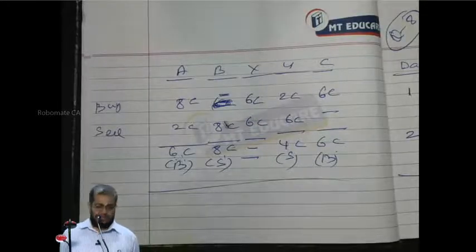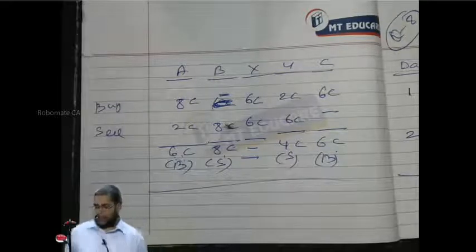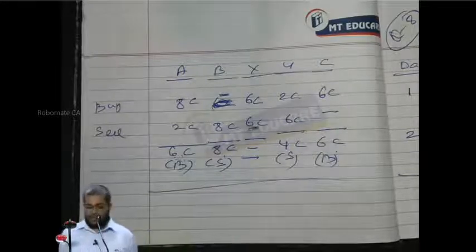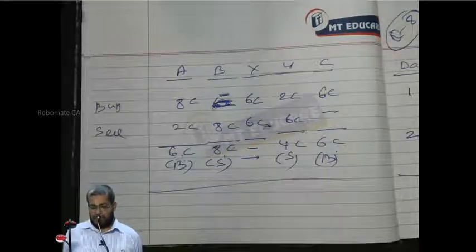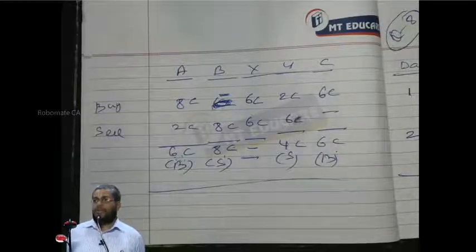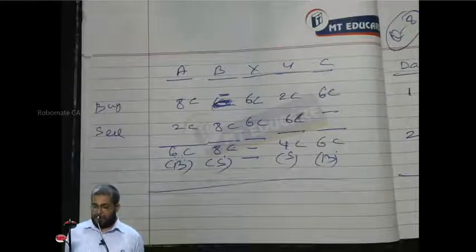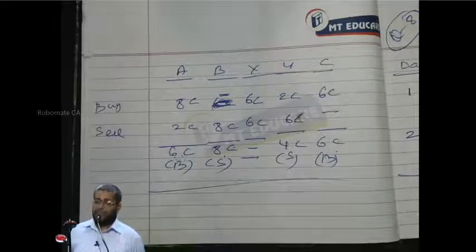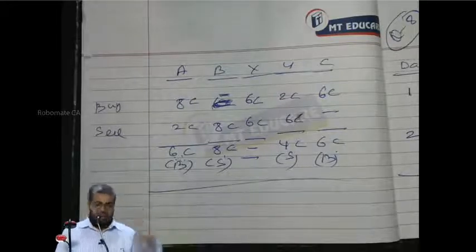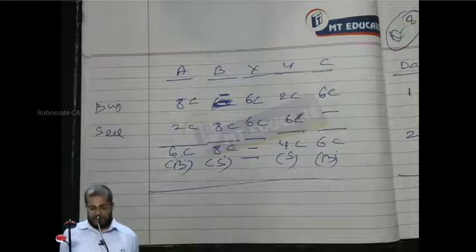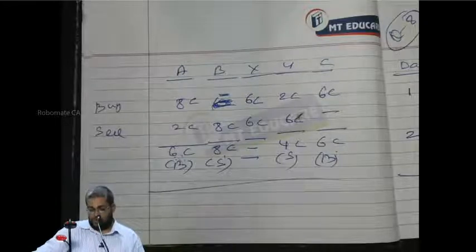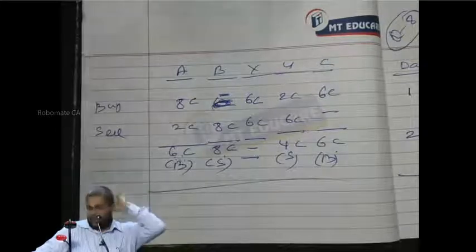Here the exchange is counterparty for 12 buy contracts. In bracket, who and who? A and C. Here the exchange is counterparty for 12 buy contracts, in bracket A and C, and 12 sell contracts. Who are the 12 sell contracts here? B and Y.